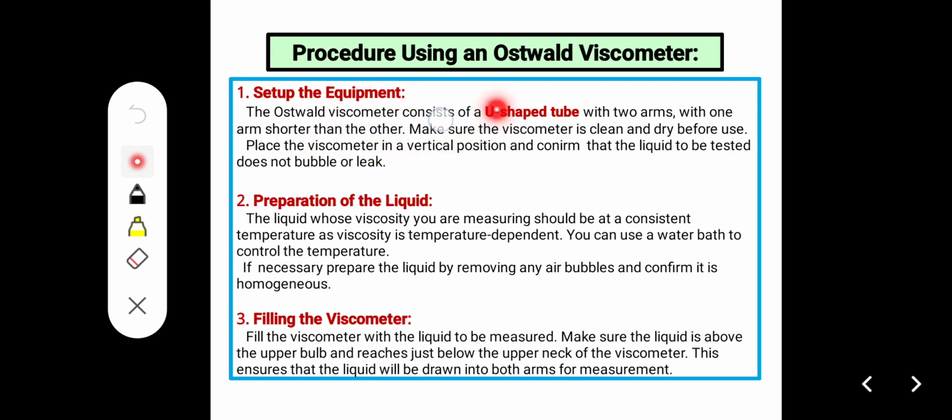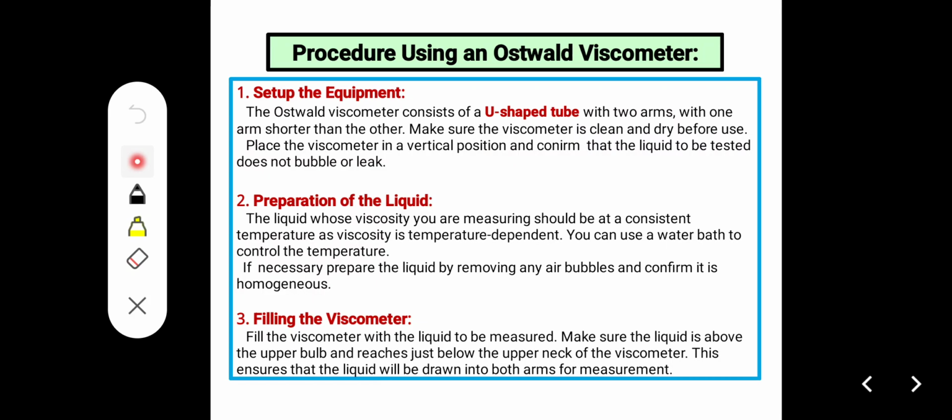Set up the equipment. The Ostwald viscometer consists of a U-shaped tube with two arms, with one arm shorter than the other. Make sure the viscometer is clean and dry before use. Place the viscometer in a vertical position and confirm that the liquid to be tested does not bubble or leak.